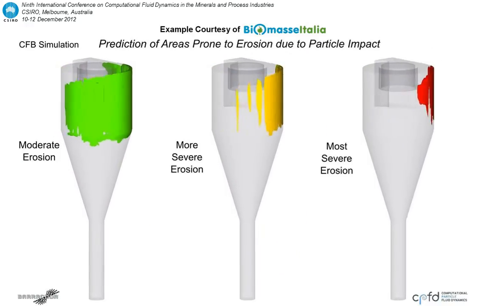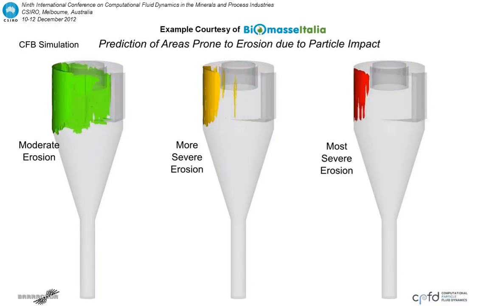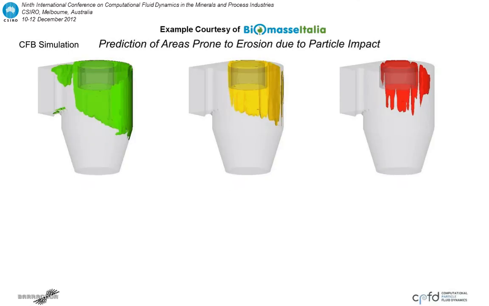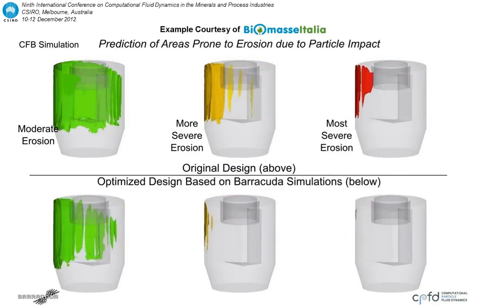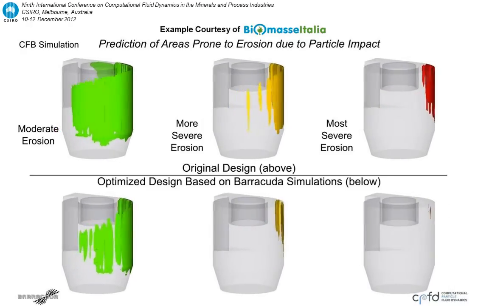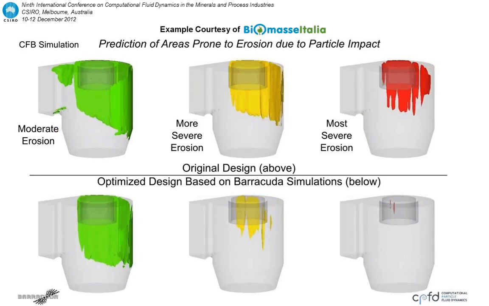Here we're looking at the actual erosion results from the erosion index that was calculated from the Barracuda calculation. Above, you're looking at the original design, and below, the optimized design based on the Barracuda simulations. And you can see that there is a dramatic reduction in the erosion that is predicted for the cyclone inlet. And we had similar results for the suspension tubes and for the fluidized bed heat exchanger.